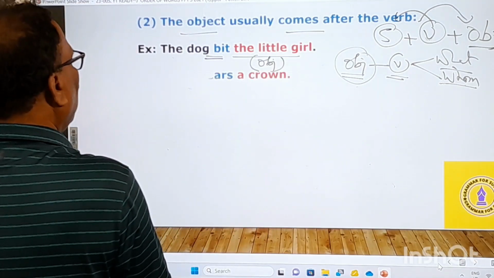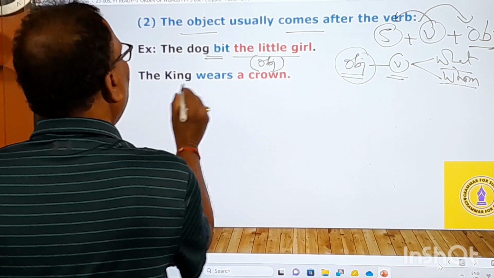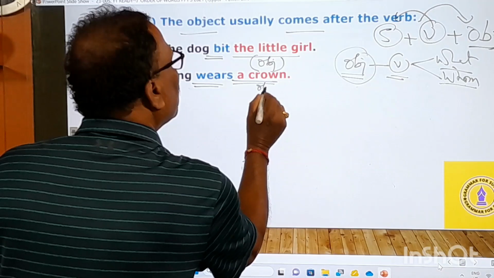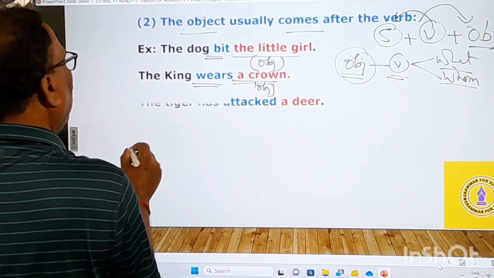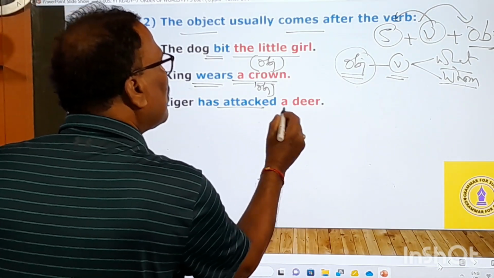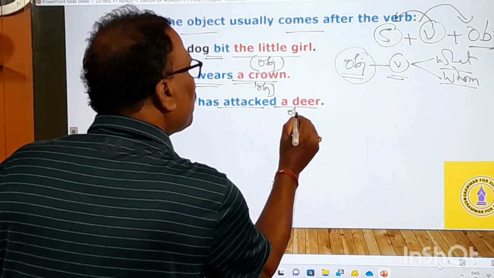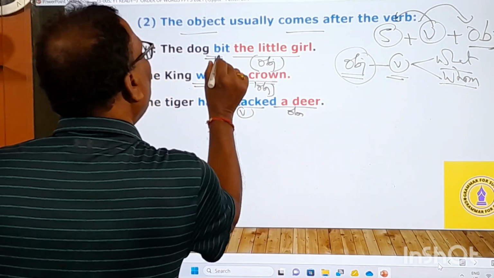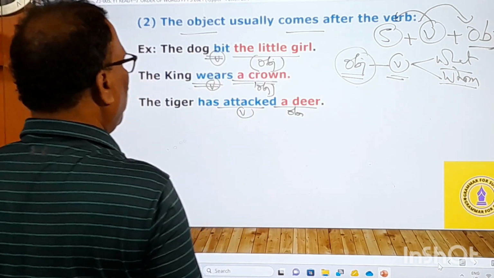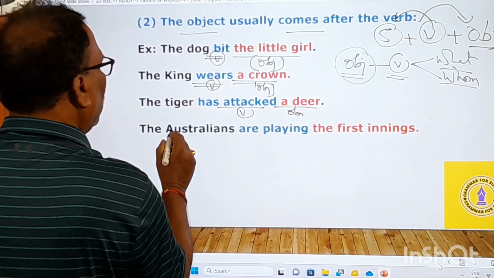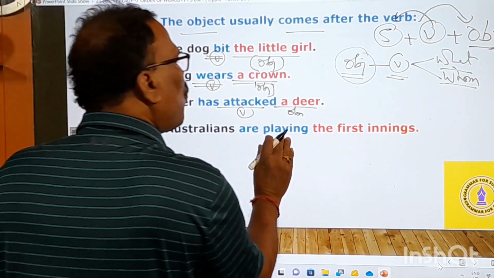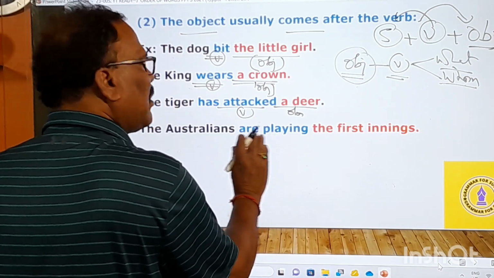And then, the king wears a crown. The king wears what? A crown. Object. And then the tiger has attacked a deer. The tiger has attacked what? A deer. This is the object. All the blue color words are verbs, and all the red color words are objects. And then comes the Australians are playing the first innings. The Australians are playing what? What are the Australians playing?